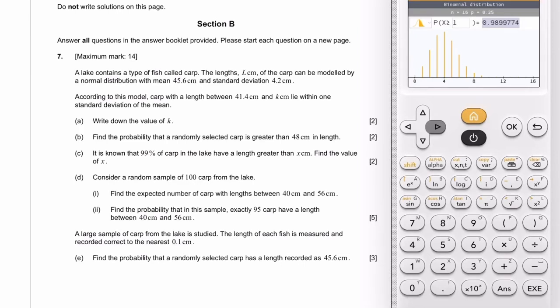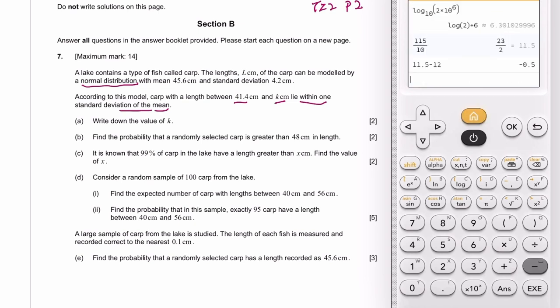Okay, this is the first question for SL Section B of 2024 Time Zone 2, Paper 2. It's a normal distribution question. And according to the model, length between 41.4 and K is within one standard deviation from the mean. What that means is simply the mean minus a standard deviation and the mean plus a standard deviation.